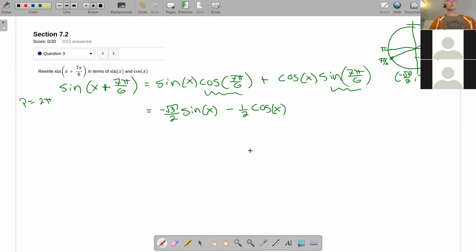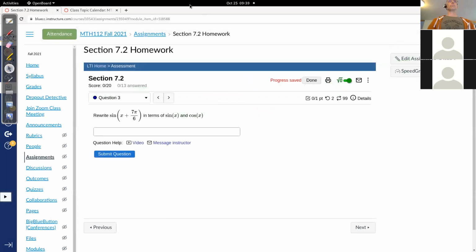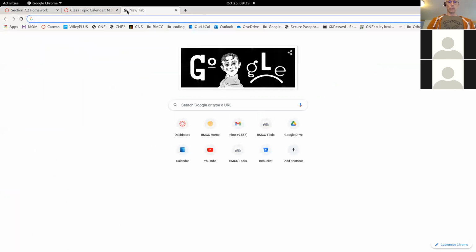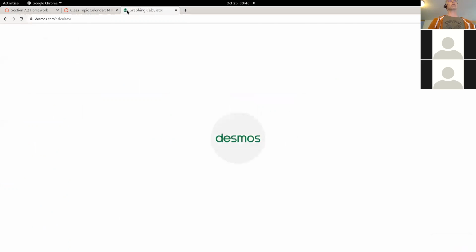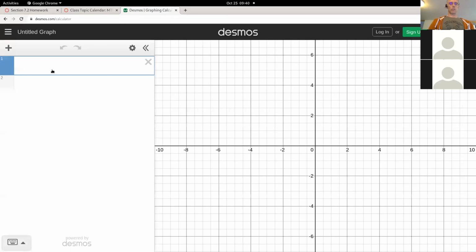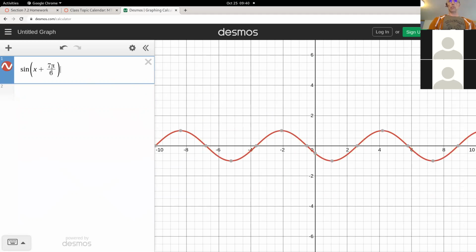Let's double check that we did this right by comparing the graphs of these two, see if they match up. So Desmos, super helpful, or GeoGebra. So originally I was given the sine of x plus 7 pi over 6. So there's that wave. And we should find that there's a period of 2 pi if we look at the difference between those two roots there.